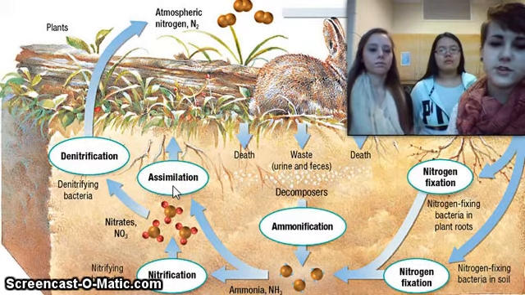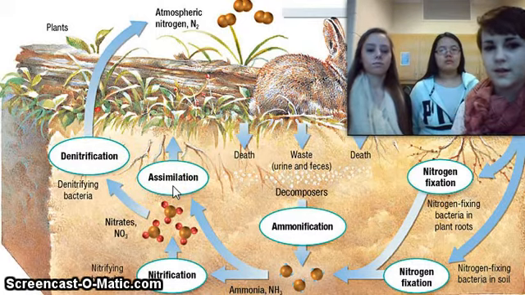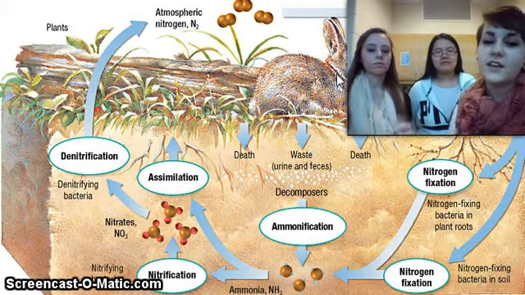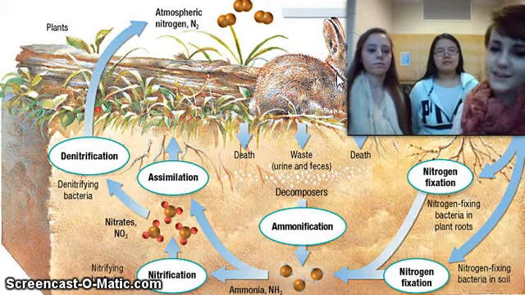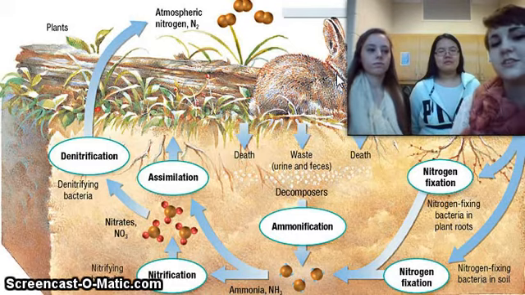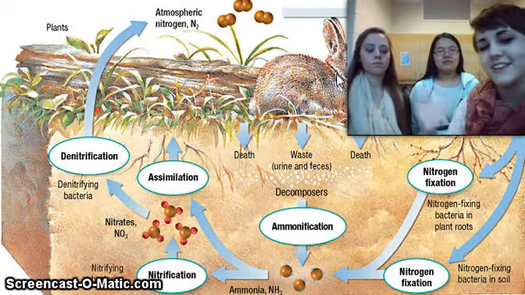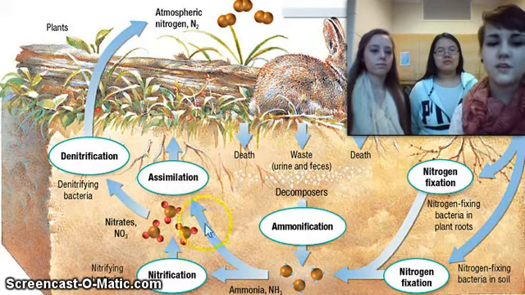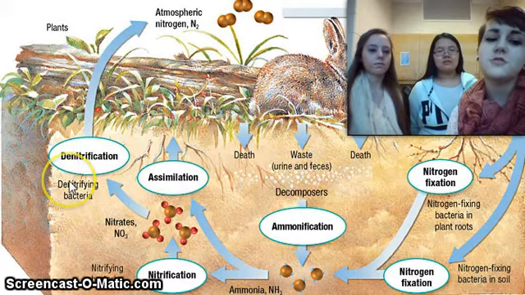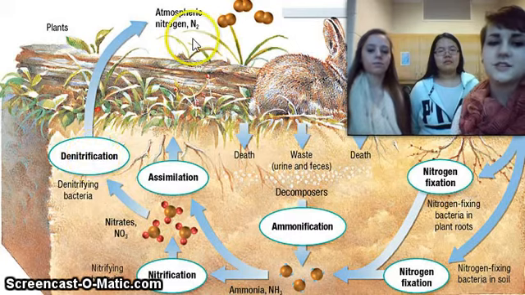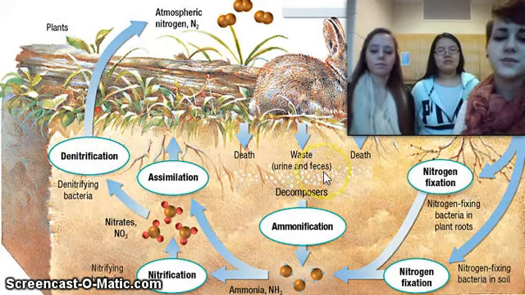If it's assimilation, then it'll go into the plants, and then an animal like this rabbit will eat the plant, and then it'll have waste or die. And decomposers like bacteria and other animals will decompose it, and then it goes back into the cycle where it becomes ammonia. The other thing that will happen is denitrification, which is where bacteria change the nitrates into nitrogen gas again, and then that's the actual cycle.